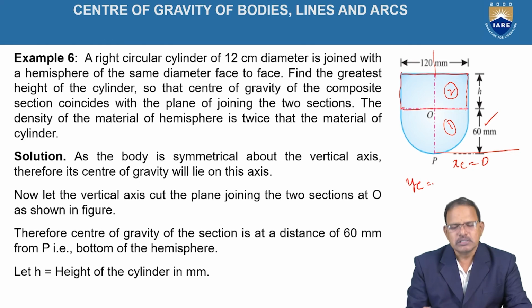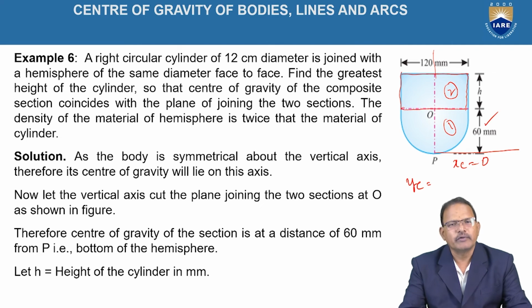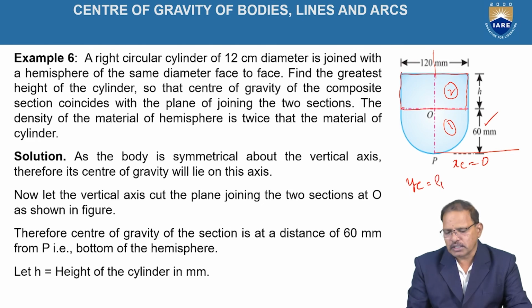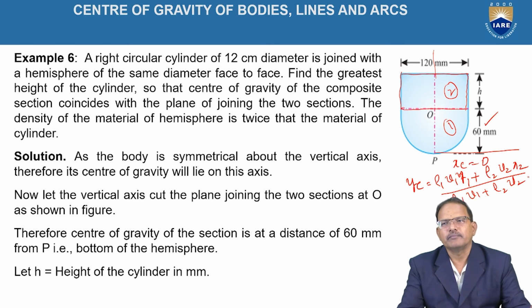Since the materials of the right circular cylinder and the hemisphere are different, we take ȳ equal to rho 1 V1 Y1 plus rho 2 V2 Y2 divided by rho 1 V1 plus rho 2 V2. Here rho 1 is assumed to represent the density of the first element, that is the hemisphere, V1 represents the volume, and Y1 represents the position of the centroid with respect to the horizontal line. This equation is required.